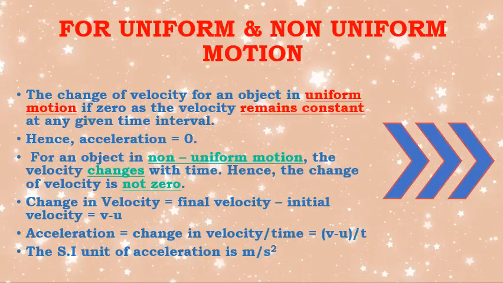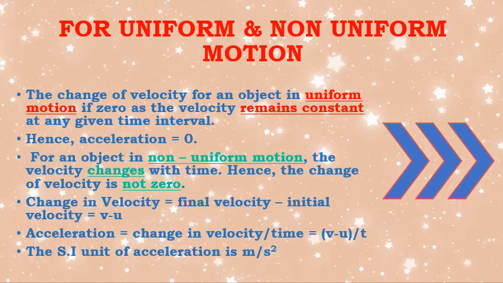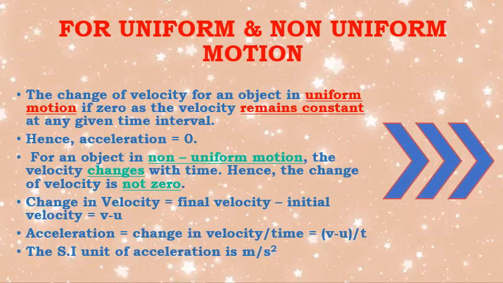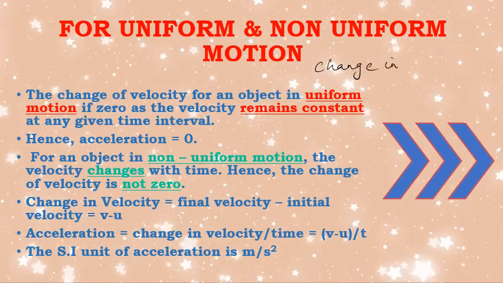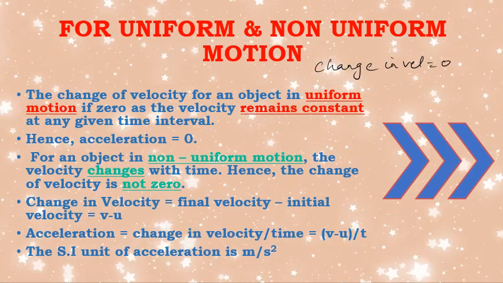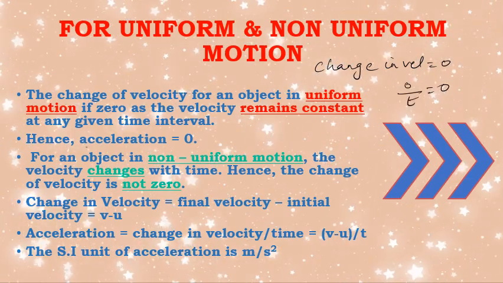Next we saw uniform and non-uniform motion. Uniform motion means there is no change in the velocity. So the change in velocity is going to be 0, and 0 by t will be 0. That is why acceleration is 0.